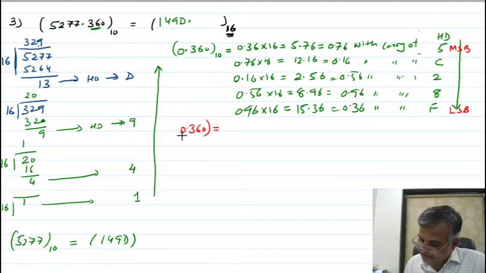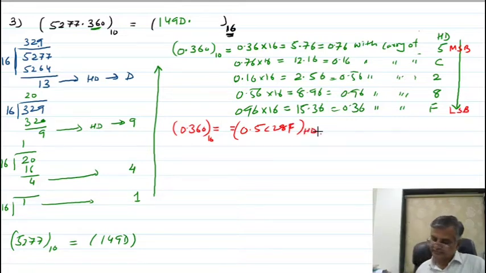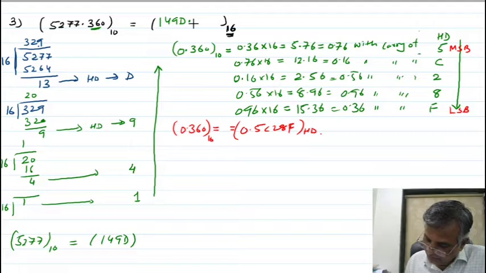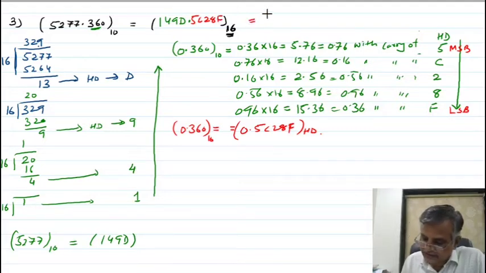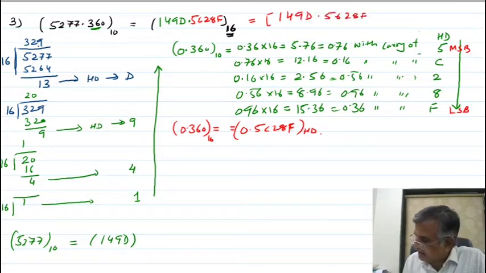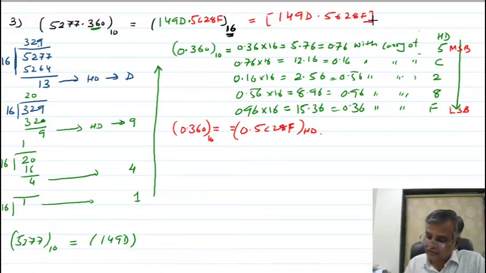So 0.36 in decimal is nothing but 0.5C28F hexadecimal number. So my answer is 0.5C28F. So the final answer I am writing is 149.5C28F. This is your hexadecimal number.